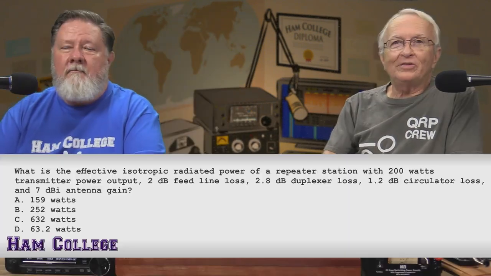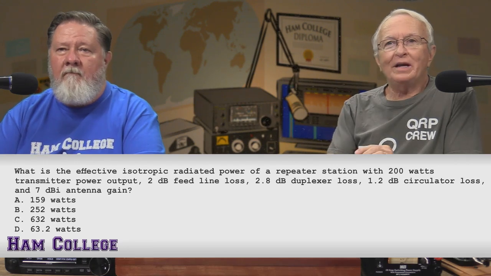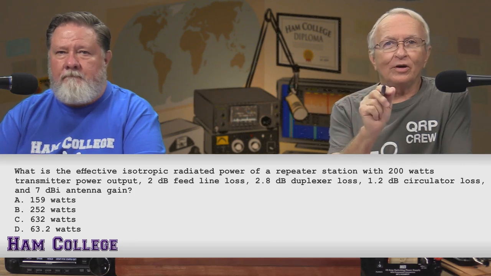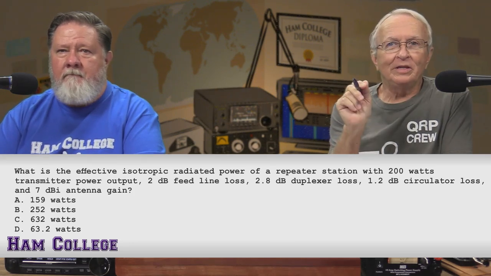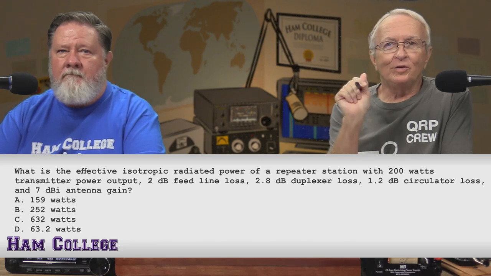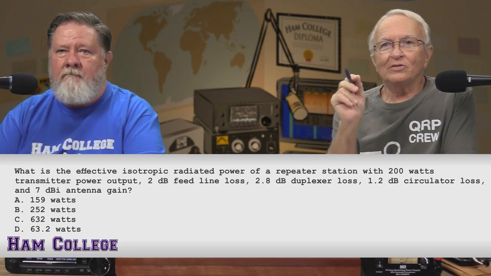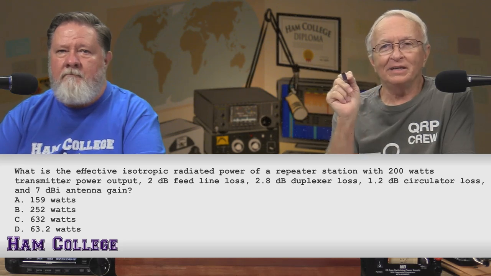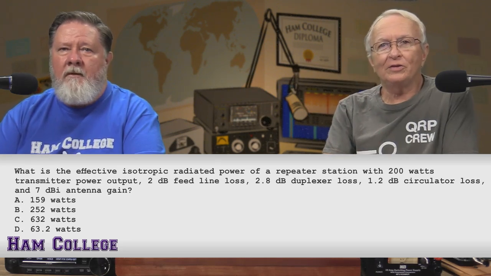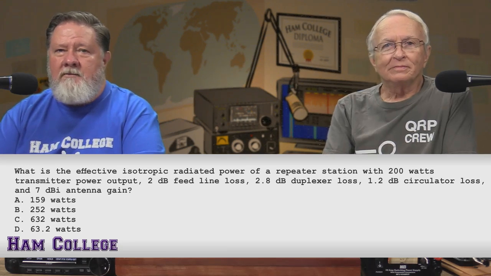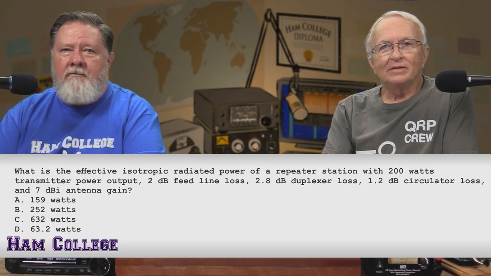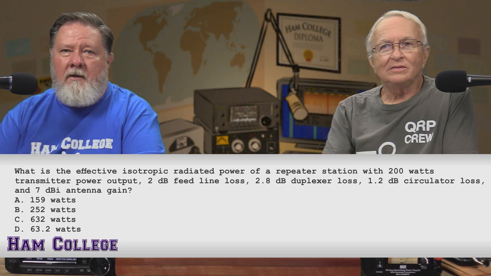What is the effective isotropic radiated power of a repeater station with 200 watts transmitter power output, 2 dB feedline loss, 2.8 dB duplexer loss, 1.2 dB circulator loss, and 7 dBi antenna gain? Is it A, 159 watts? B, 252 watts? C, 632 watts? Or D, 63.2 watts?